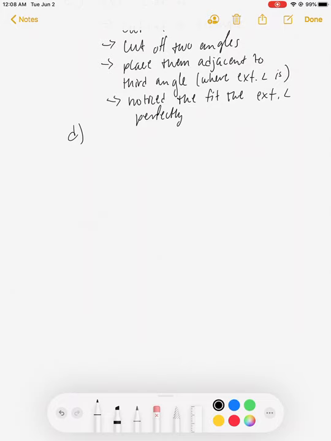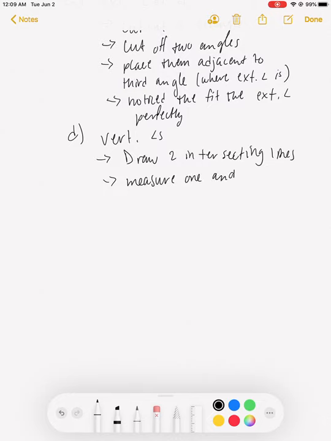Part D says, describe how students can discover that vertical angles are equal. Okay, so vertical angles. We want to draw two intersecting lines. Measure one angle and use the angles on a line property to find the measures of all the rest of the angles. Okay, so first, we kind of want to notice that there are 4 angles around the 2 intersecting lines. Then we can do the measurement.